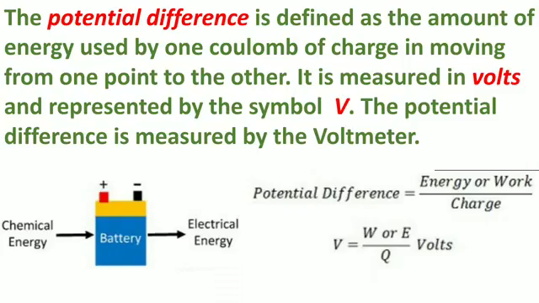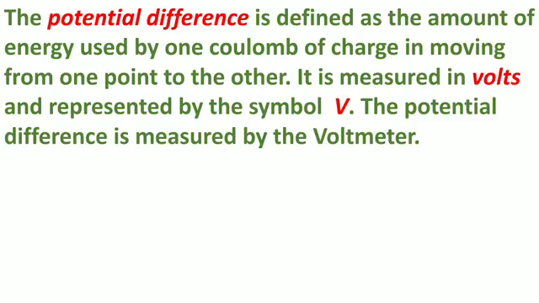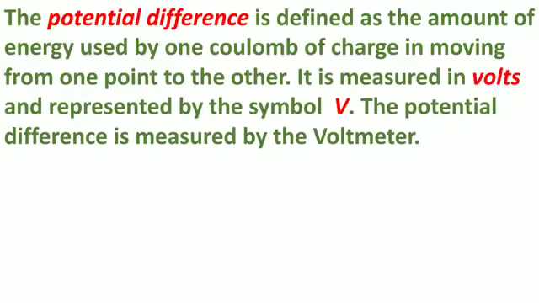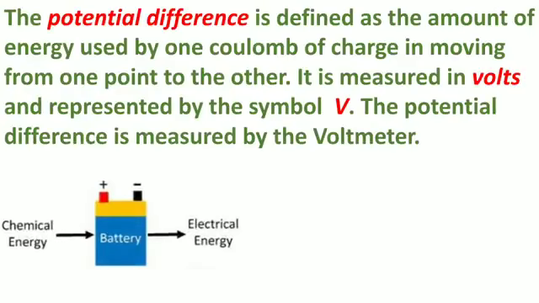Yes, one of the major differences between the EMF and the potential difference is that EMF is caused by converting the other form of energy into electrical energy, as you can see here. So EMF is caused by converting the other form of energy into electrical energy, whereas in the potential difference, the electrical energy is converted into the form of other energy.